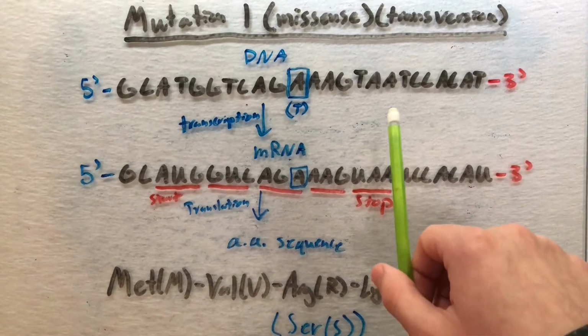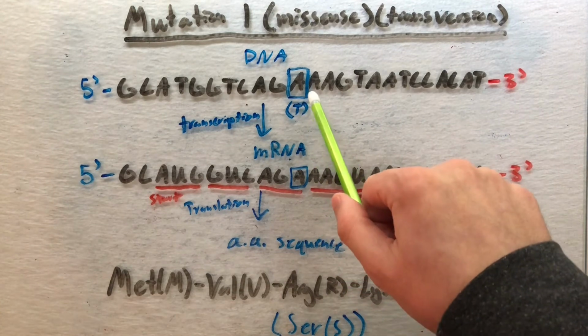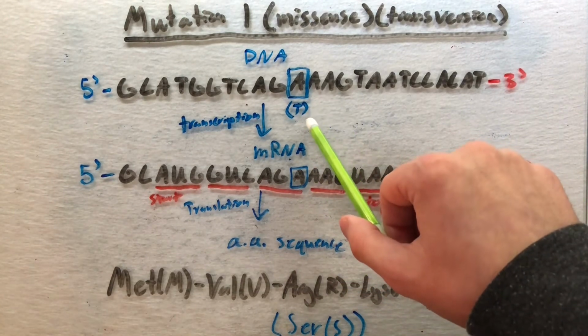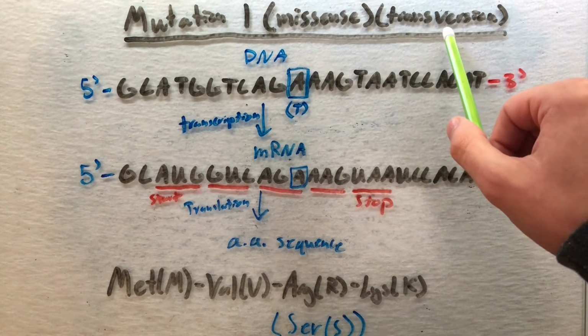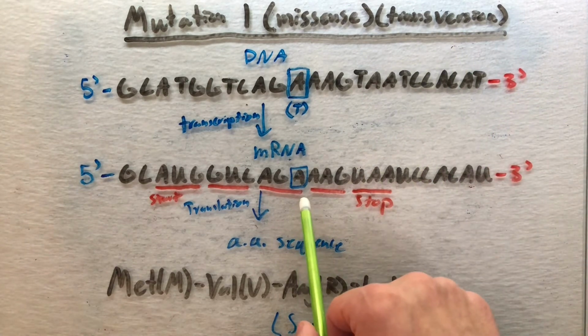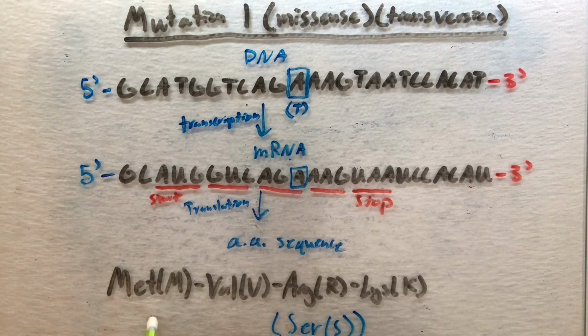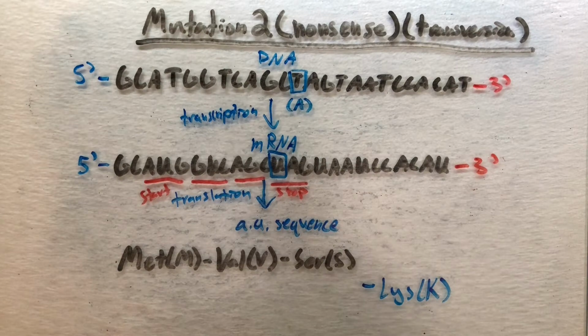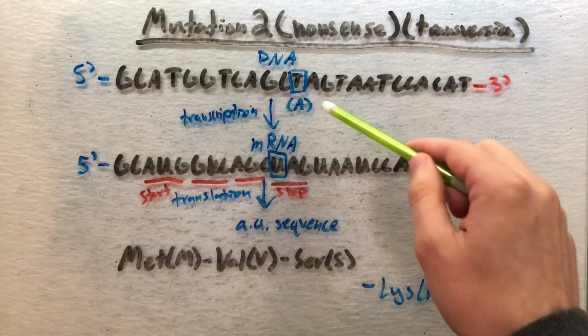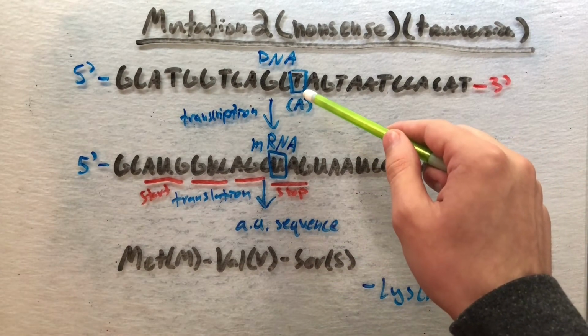In our first mutation, the mutated sequence has a point mutation at this position. Where the original sequence had a T, it now has an A, making it a transversion. The A persists into the mRNA sequence after transcription, and the new amino acid sequence is methionine, valine, arginine instead of serine from the original sequence, and lysine. Because only a single amino acid changed from the original sequence in the mutated sequence, this is known as a missense mutation.